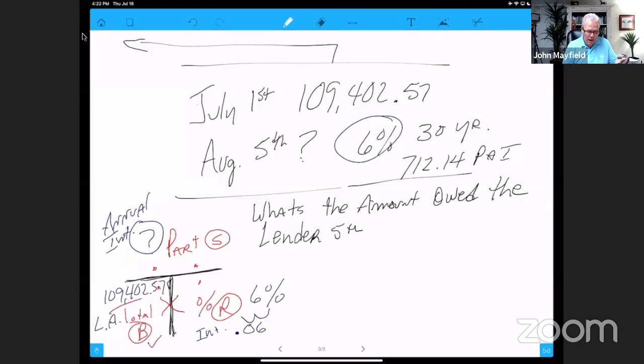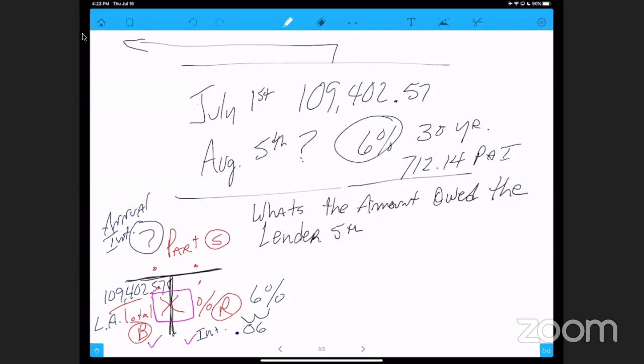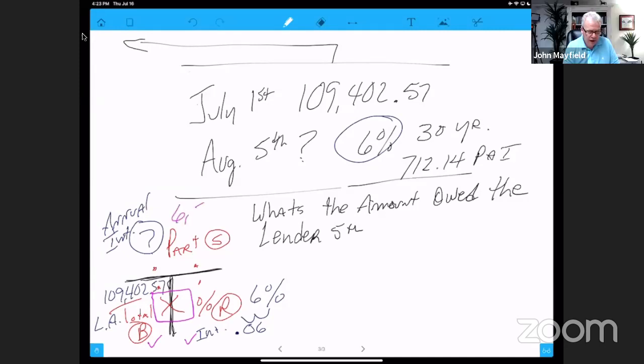If you have the two bottom numbers, it tells you to multiply. So 109,402.57 times 0.06 equals 6,564.15. And again, this is annual interest. That's how much interest you would pay in a year on that amount.